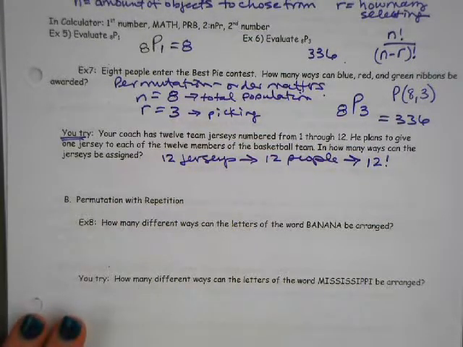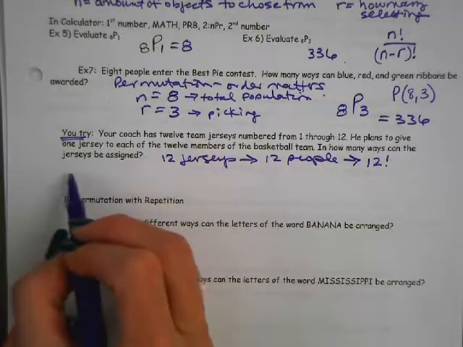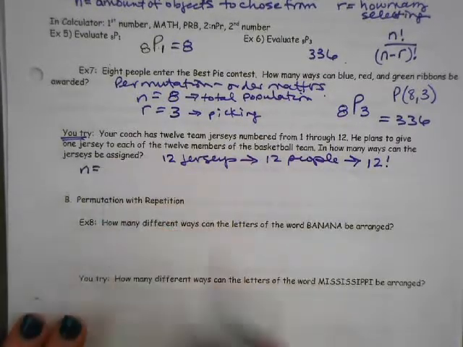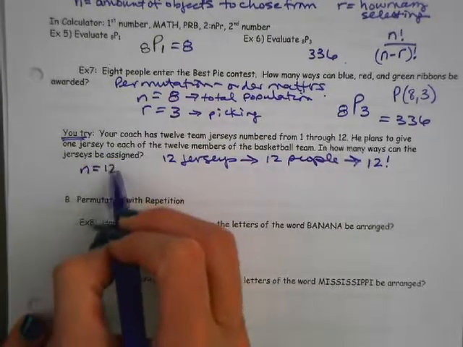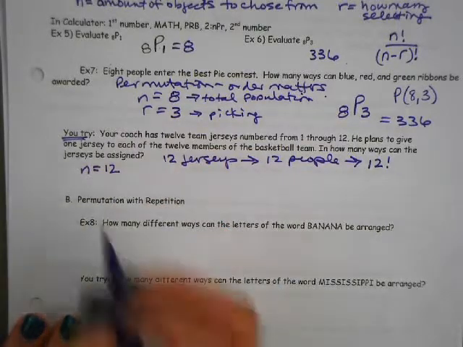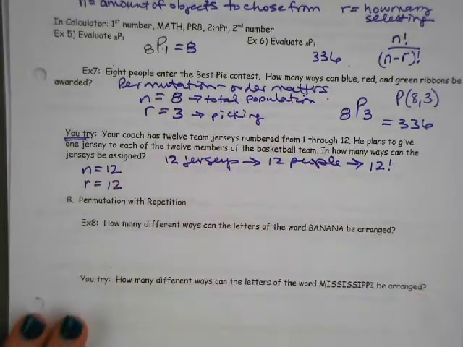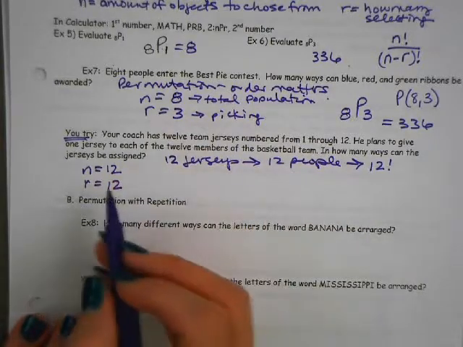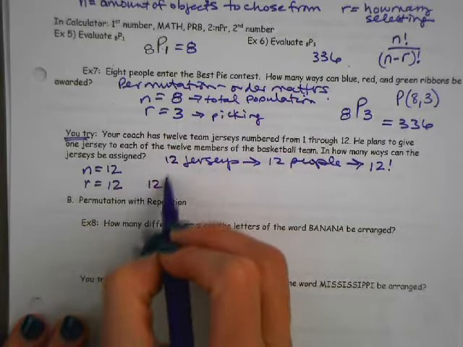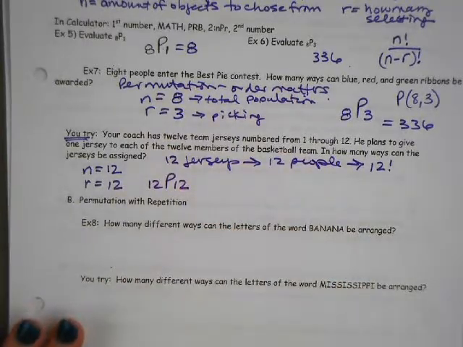Now, I also could do a permutation. Let's say you're like, well, I'm not sure. So let's try a permutation. Well, if I do a permutation, what's my N value? 12. What's my R value? 12. Okay? So permutation and factorials work the same if it's the same situation. Okay? So at this point it'd be 12P12.